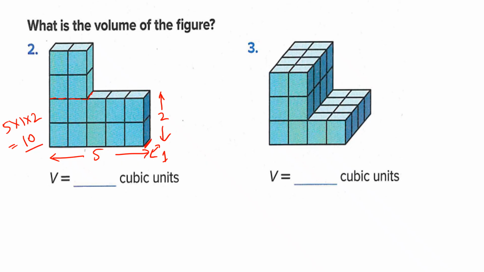Now let's look at the top one. Top one means these 4. So how much is this length? 2. This is 1 and height is also 2. So let's multiply 2 with 1. That's 4. So 10 plus 4, 14 cubic units. That's how you find the volume of composite solid figure using the unit cubes.